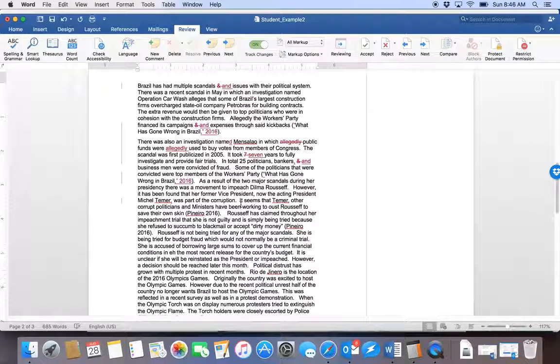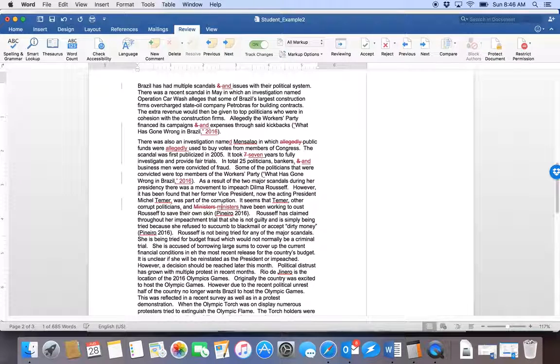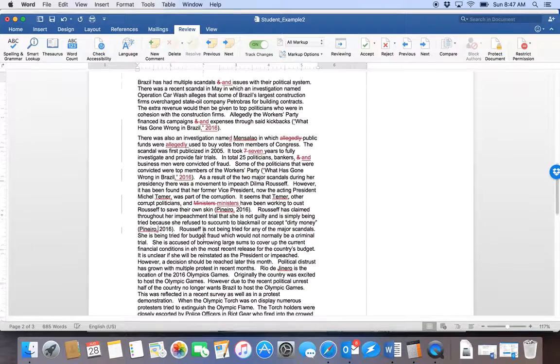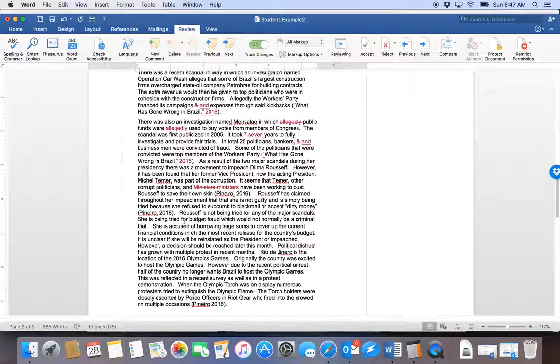It seems that Temer, other corrupt politicians, and ministers, let's lowercase that because we're not talking about them as if it's their specific name, have been working to oust Rousseff to save their own skin. Rousseff has claimed throughout her impeachment trial that she is not guilty and simply being tried because she refused to succumb to blackmail or accept dirty money. Rousseff is not being tried for any of the major scandals. She is being tried for budget fraud, which would not normally be a criminal trial.